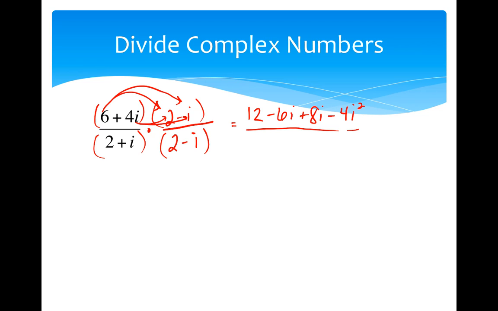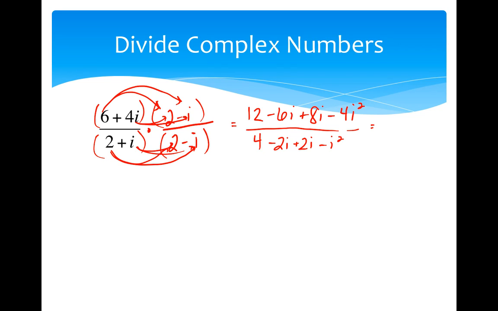In the denominator, we're going to do the same. So 2 times 2 is 4. 2 times -i is going to be minus 2i. i times 2 is going to be plus 2i. And then i times -i is going to be minus i squared. So then we're going to combine like terms in the numerator and replace the i squared with -1. We do the same thing in the denominator.